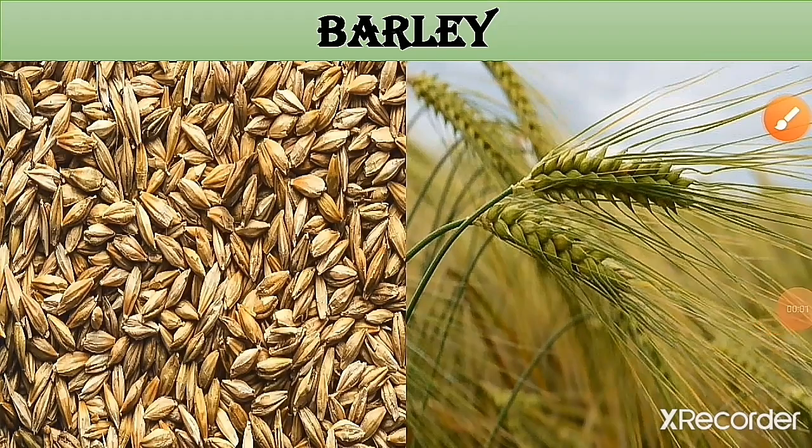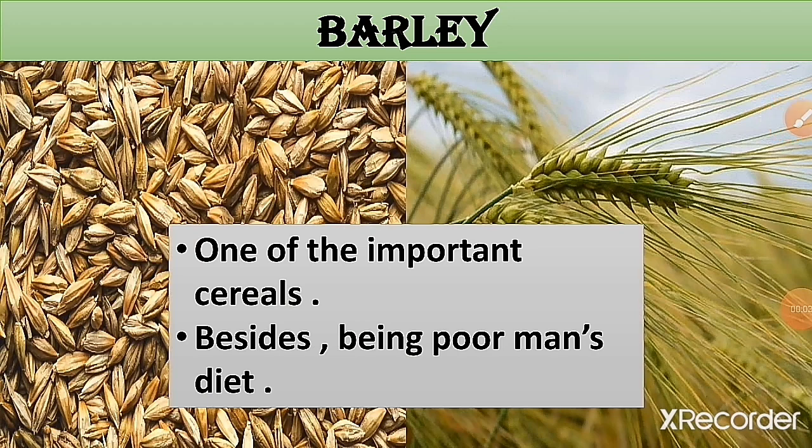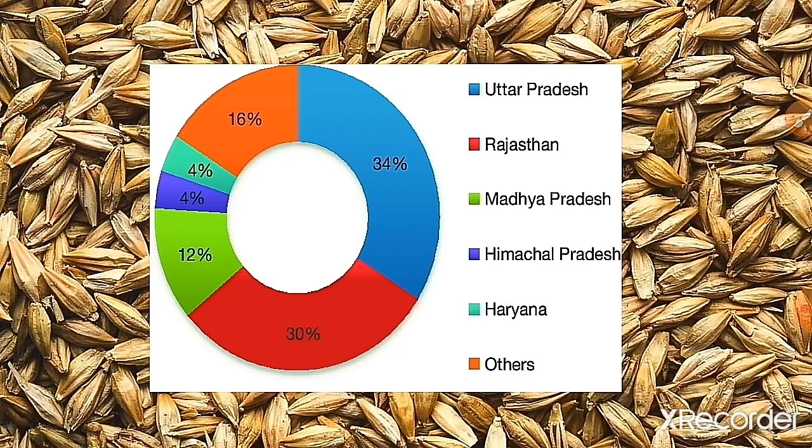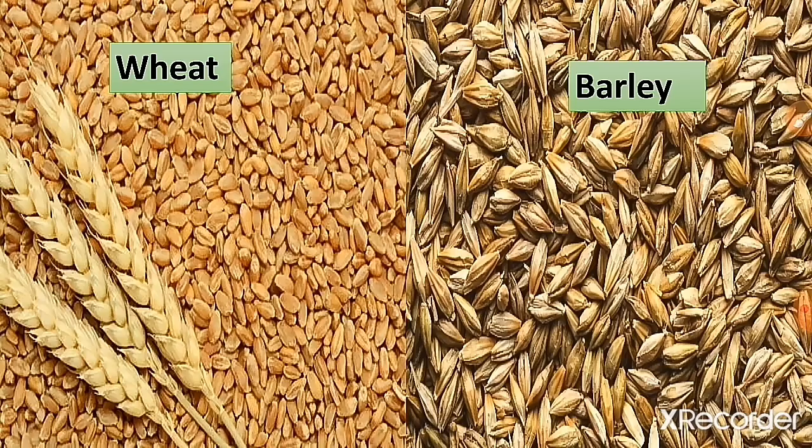Next, barley. Barley is one of the important cereals of our country besides being a poor man's diet. Uttar Pradesh and Rajasthan are the two leading producers of barley. So don't get confused that wheat and barley are the same. Absolutely not. There is some difference between wheat and barley. Wheat is ground without the outer bran layer that contains most of the fiber, while barley is consumed as a whole grain or in pearled form.